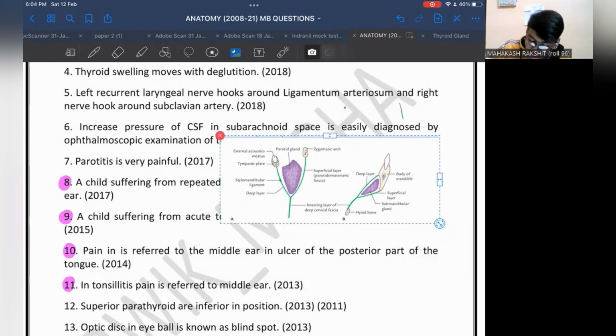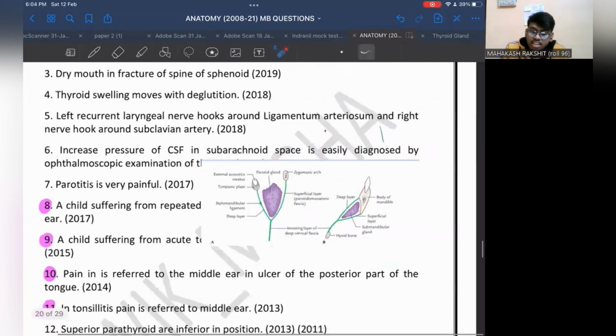Here is the investing layer of the deep cervical fascia. You can clearly make out it is splitting in two layers to form the false capsule of the parotid gland. The lateral one is going to attach to the zygomatic arch, whereas the posterior one to the tympanic plate. Now the lateral layer of this false capsule is getting attached or blended with the epimysium of the masseter muscle to form a very tough fascia called parotidomasseteric fascia, right?